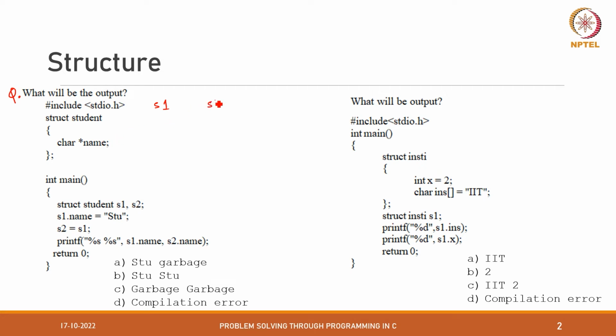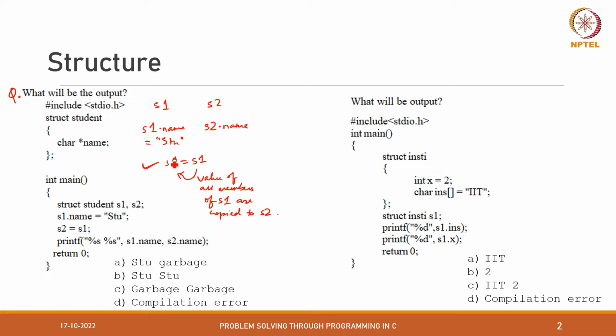So I have s1 and s2. These are two structures, and the members are s1.name and s2.name respectively. I'm saving the string "stu" into s1.name, and I have done s2 equal to s1. This is a legitimate operation for a structure, a correct way. There is no error here from the syntax perspective. What this does is that the values of all the members of s1 are copied to s2. Because s1 and s2 are both structures of the same type, struct student, they have the same member, which is name.